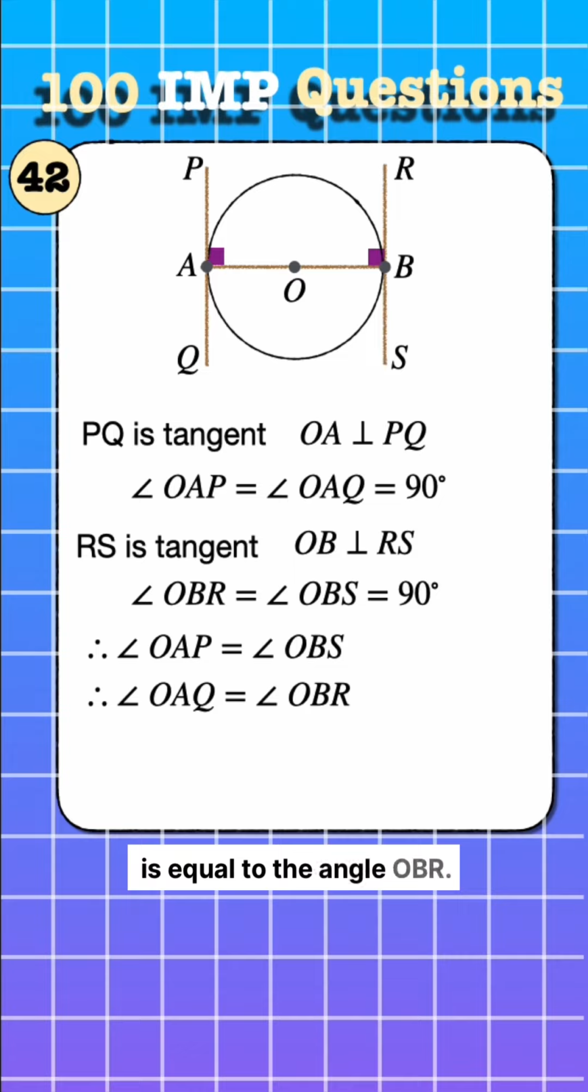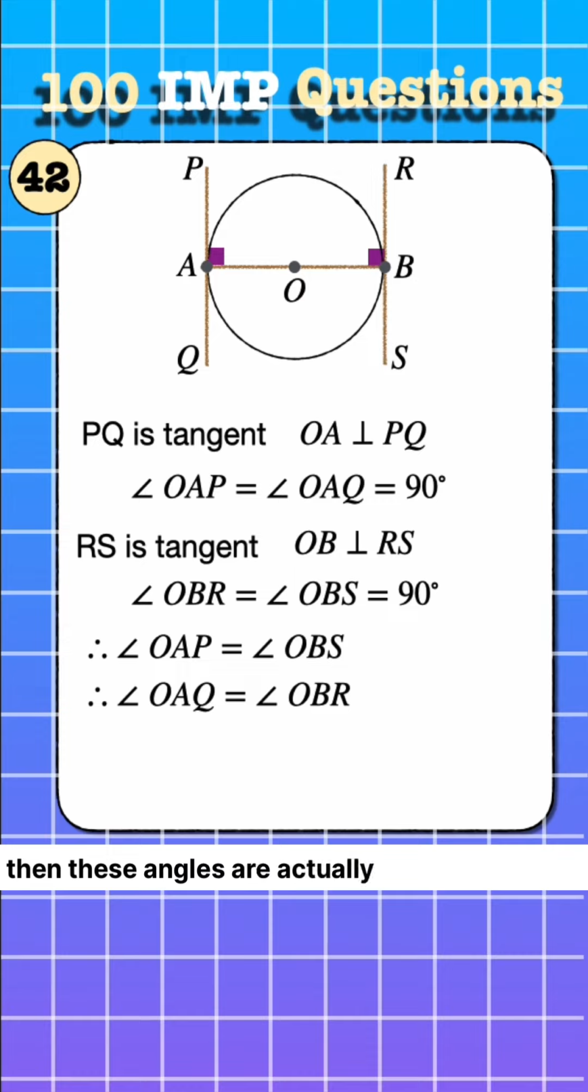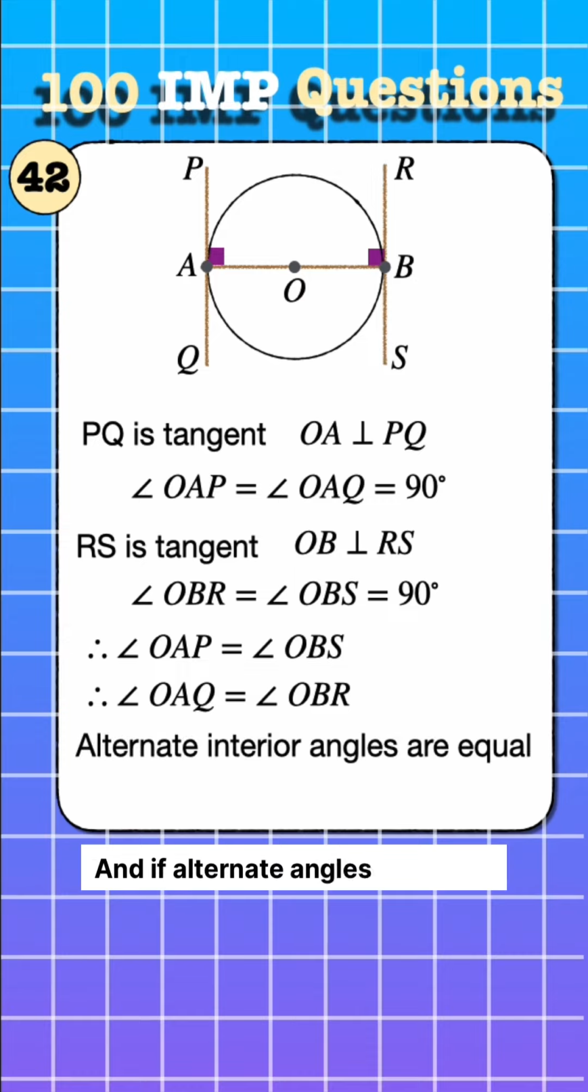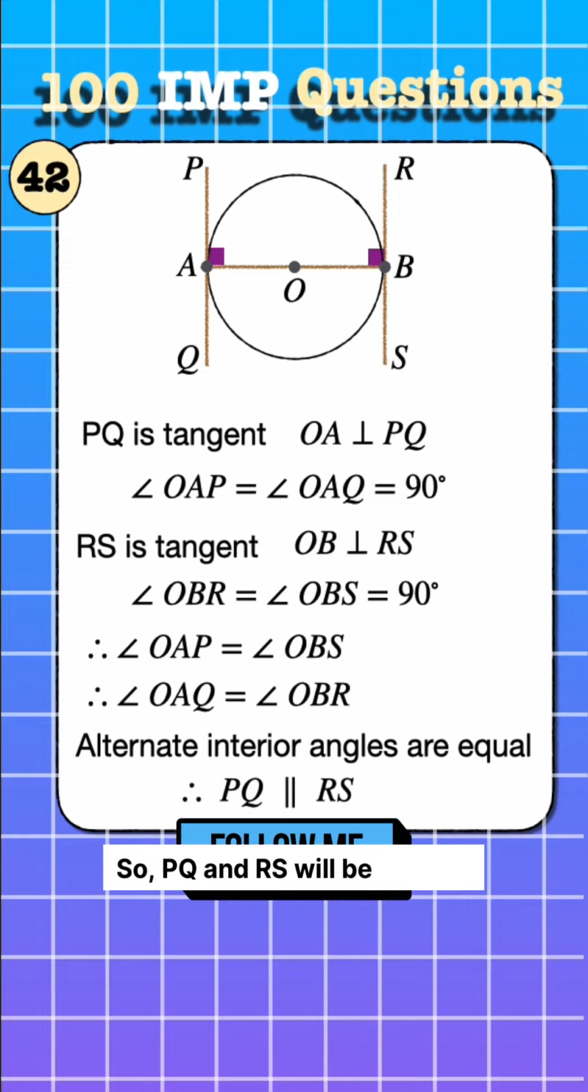the angle OBR. If you consider that PQ and RS are the two lines and AB as a transversal, then these angles are actually alternate angles. And if alternate angles are equal, so according to the alternate angle test, these two lines are parallel. So PQ and RS will be parallel. Very simple.